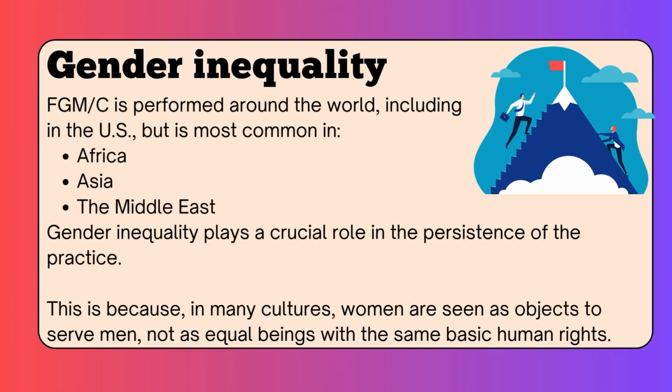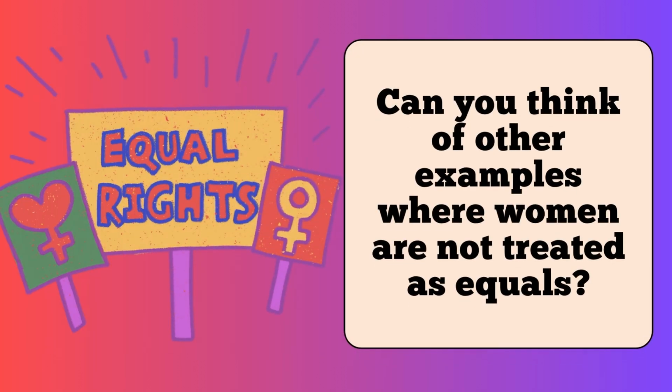FGM/C is performed around the world, including in the U.S., but is most common in Africa, Asia, and the Middle East. Gender inequality plays a crucial role in the persistence of the practice. This is because, in many cultures, women are seen as objects to serve men, not as equal beings with the same basic human rights. Can you think of other examples where women are not treated as equals?